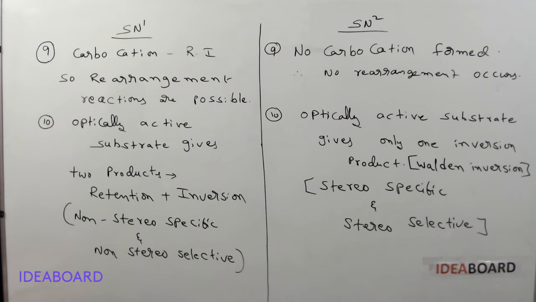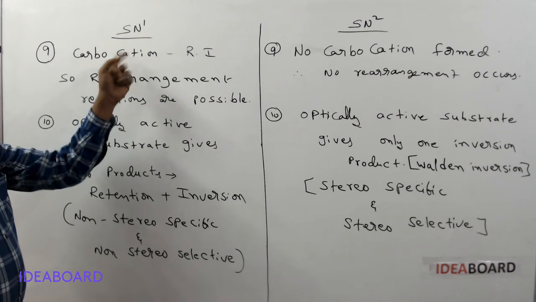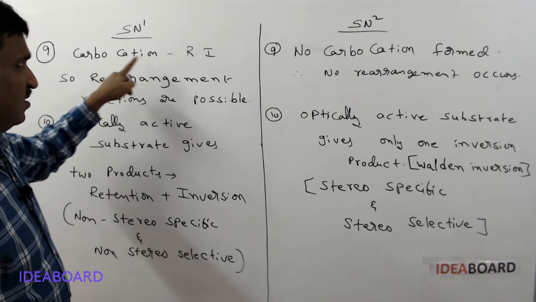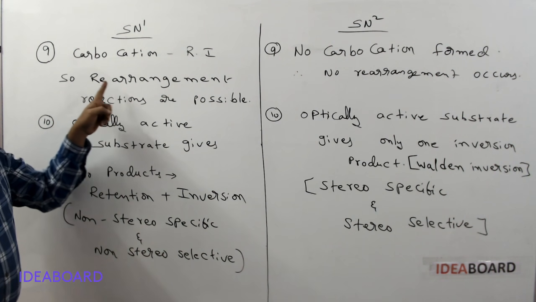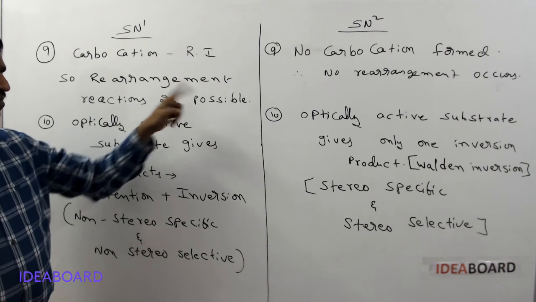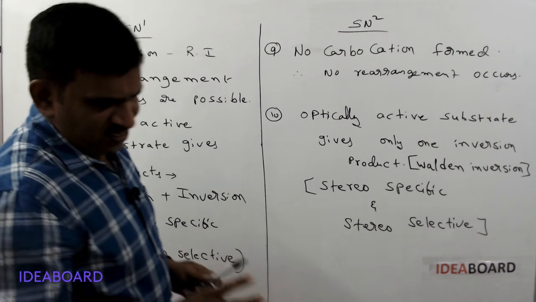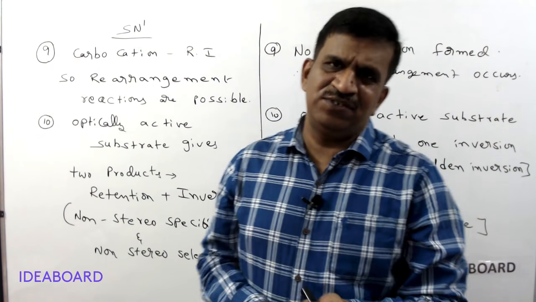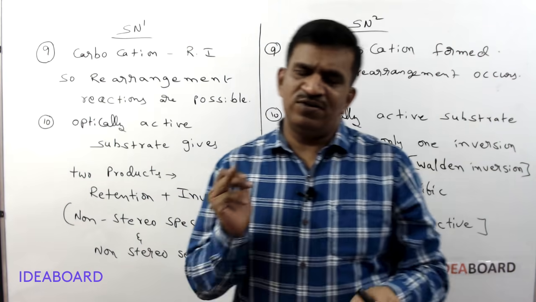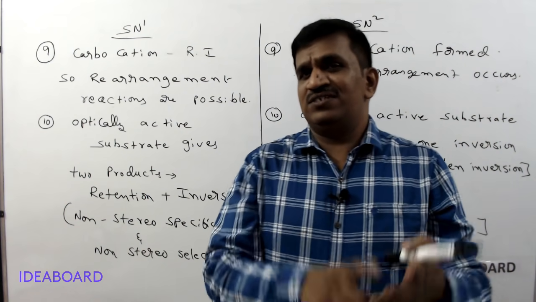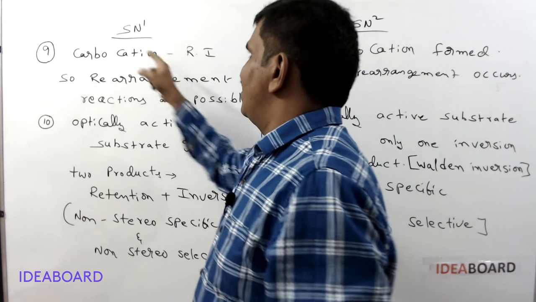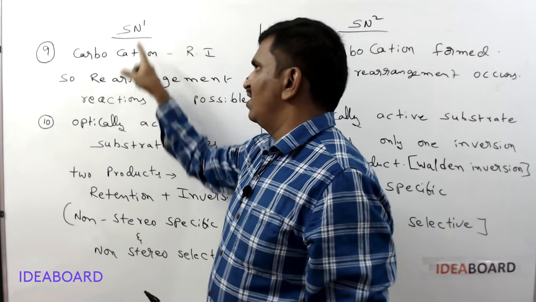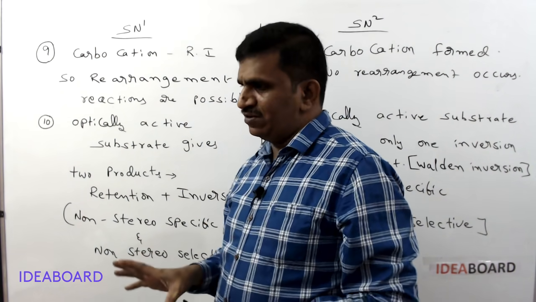The next point: in the SN1 reaction, a carbocation reaction intermediate is formed, so rearrangement reactions are possible. Rearrangement reaction means a 1,2 hydride shift, 1,2 methyl shift, 1,2 phenyl shift, or ring expansion, and very rarely ring contraction also. So since a carbocation intermediate is formed, rearrangement reactions are possible.